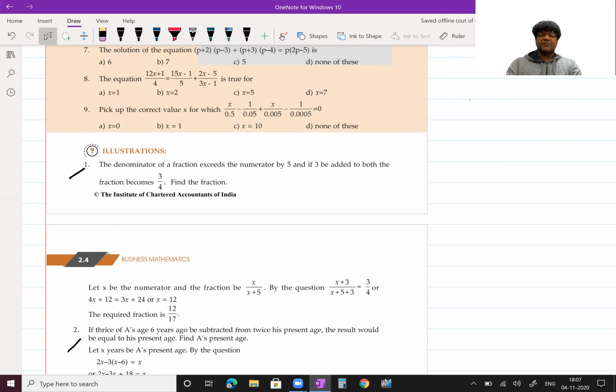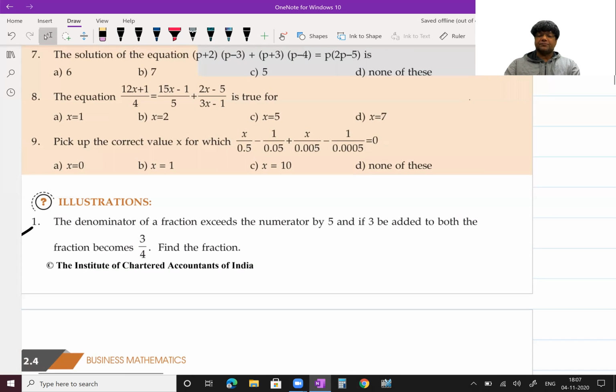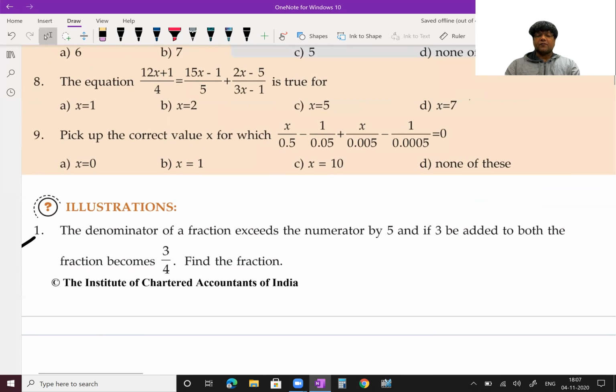For example, see, suppose I will face this question in the exam. Denominator of a fraction exceeds the numerator by 5. And if 3 be added to both, the fraction becomes 3/4. Find the fraction. What will I do? I will not solve. I will go to the options.